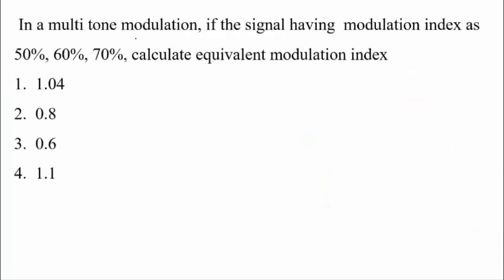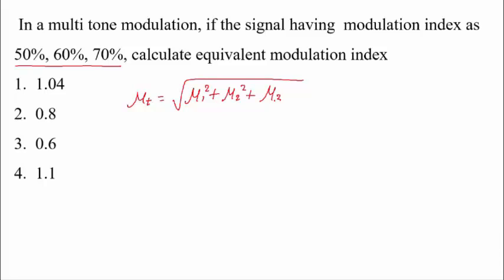Now in the case of multi-tone modulation, if the signal has modulation indices of 50%, 60% and 70%, what is the equivalent modulation index they are asking? So the total modulation index is given by the square root of mu1 square plus mu2 square plus mu3 square. What is the value of mu1? Nothing but modulation index 0.5 square plus 0.6 square plus 0.7 square.